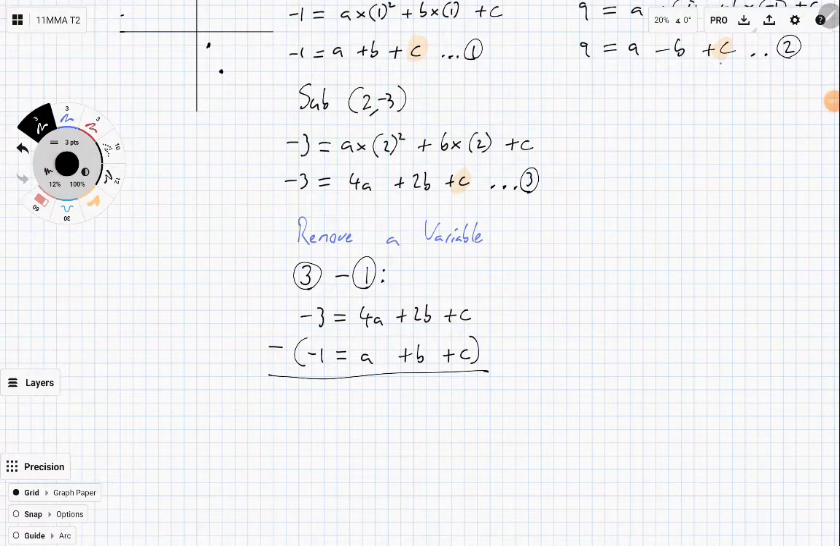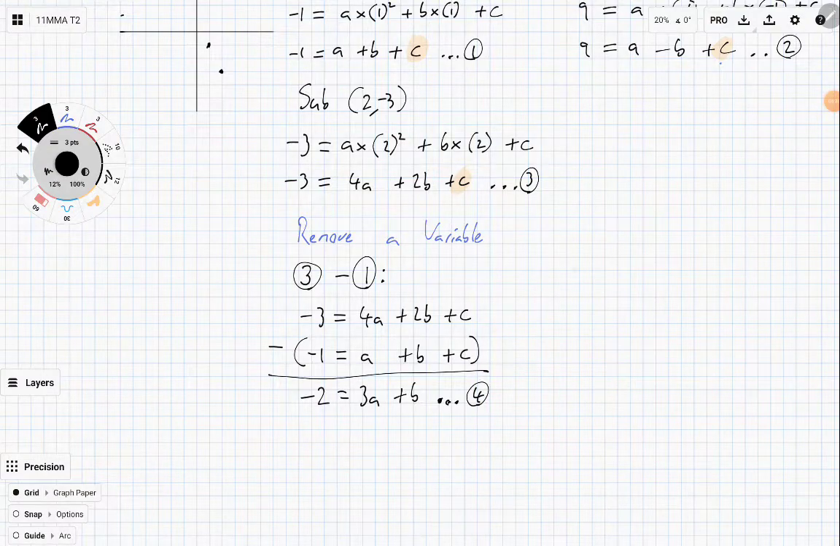So -3 minus -1 is minus 2. 4a minus 1a is 3a. 2b minus 1b is b. c minus c is no more c's. Goodbye c. Alrighty, let's call this new equation equation 4.